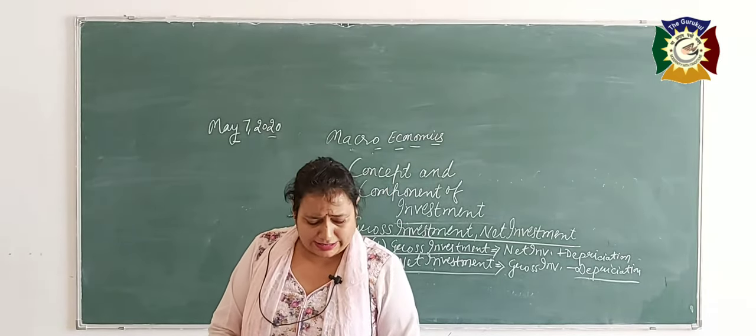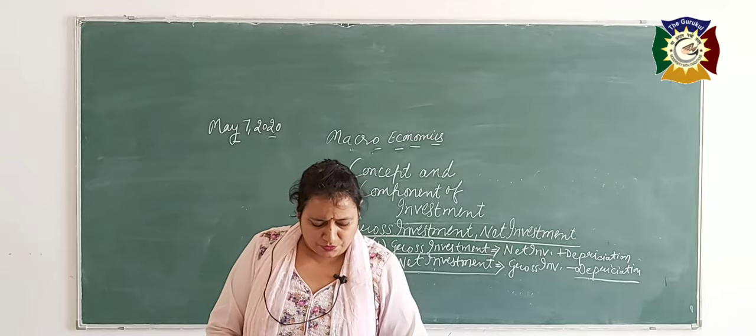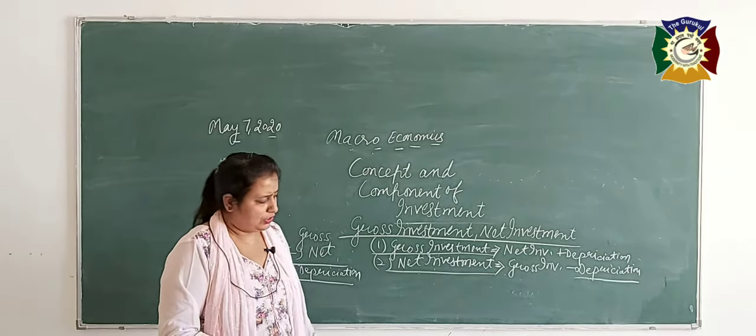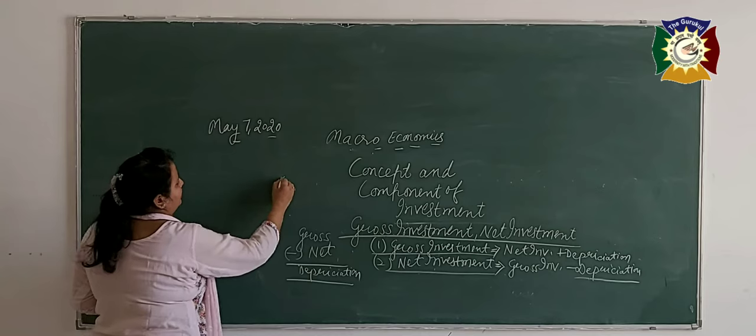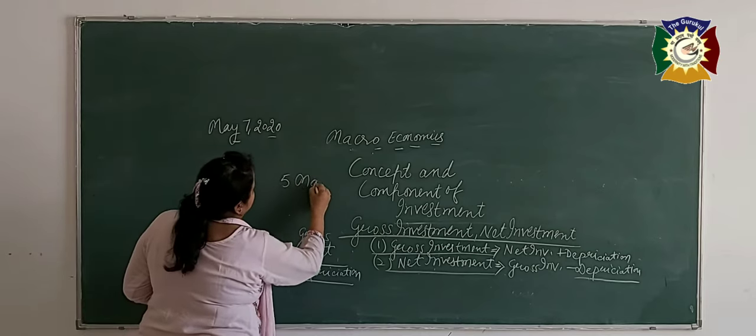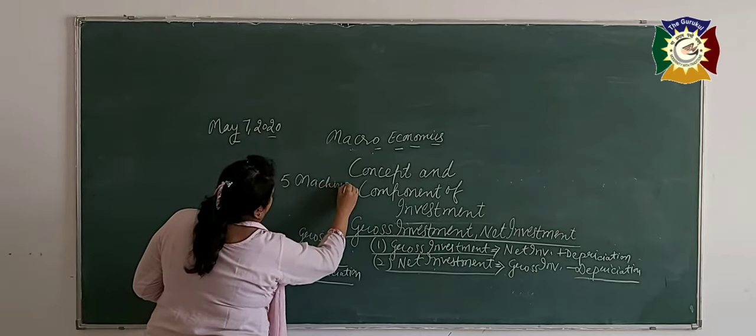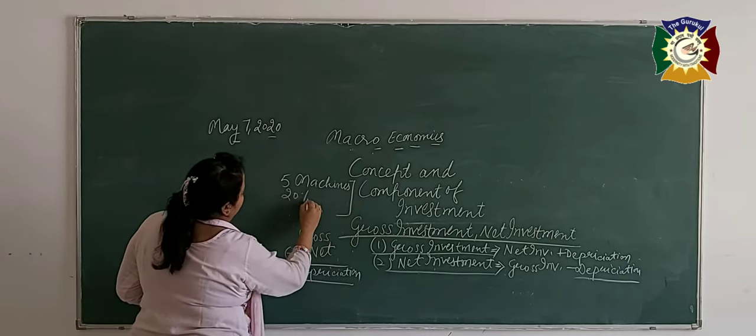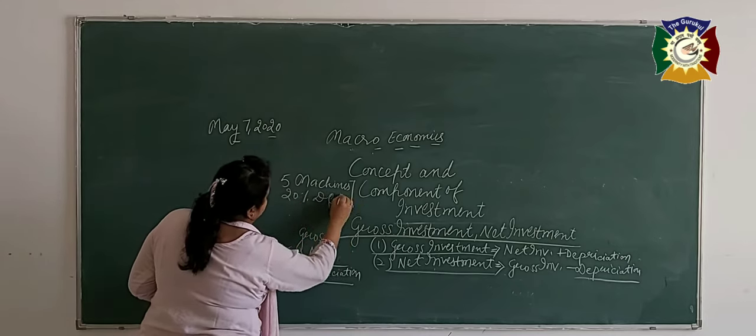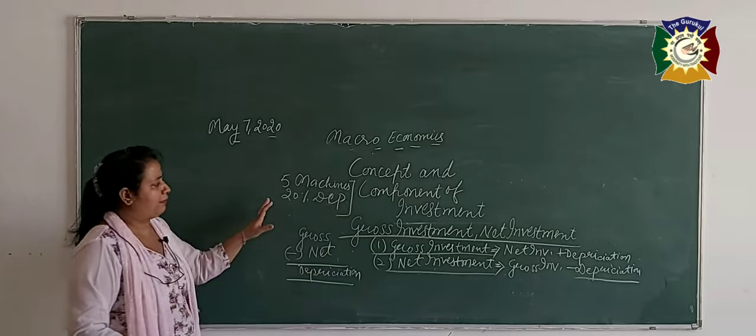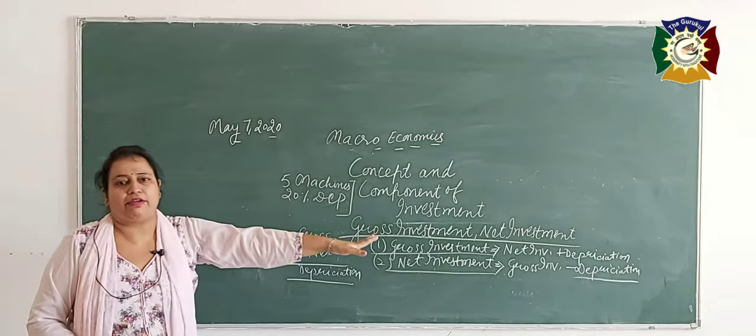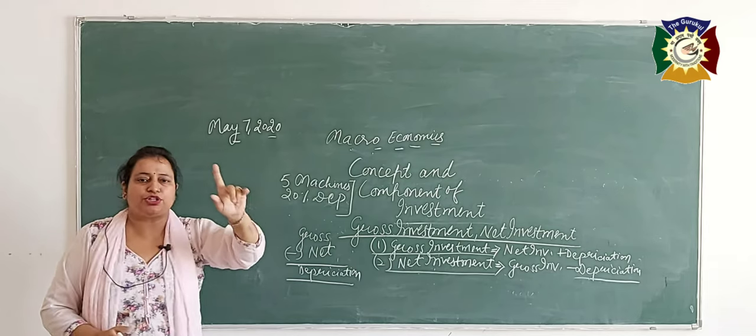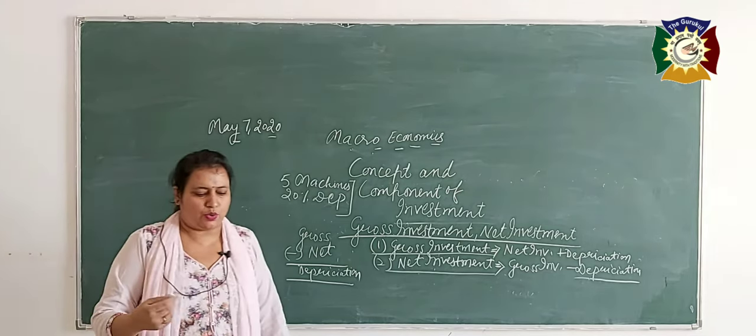I am giving you one example. Suppose a company has 5 machines. Okay, 20% depreciation will be applied on them. It means depreciation equal to one machine has occurred, 20% of 5 is 1. Depreciation equal to one machine has happened.